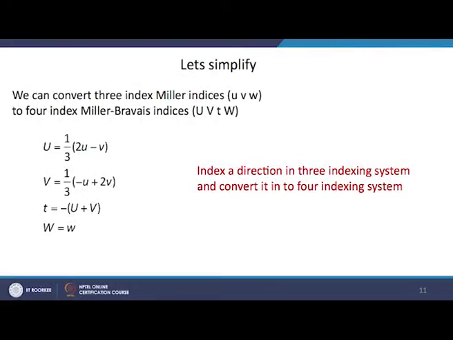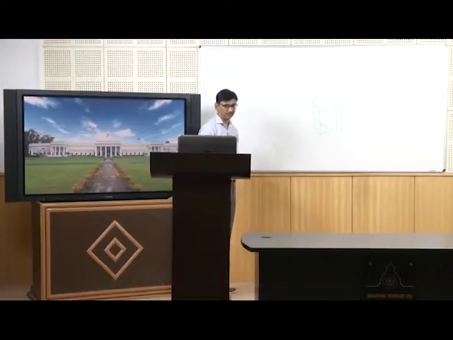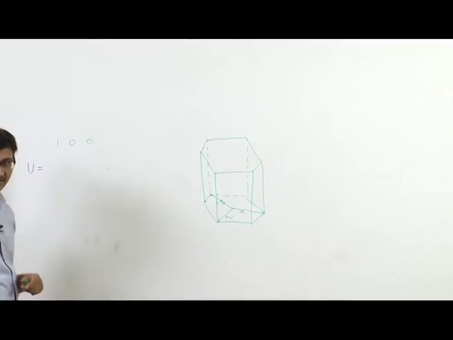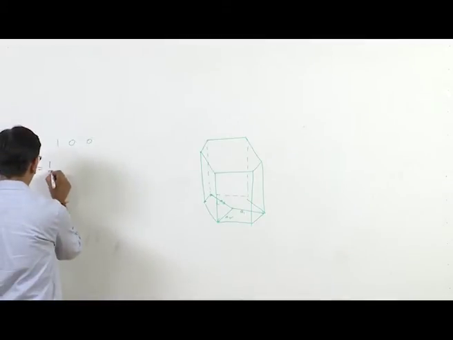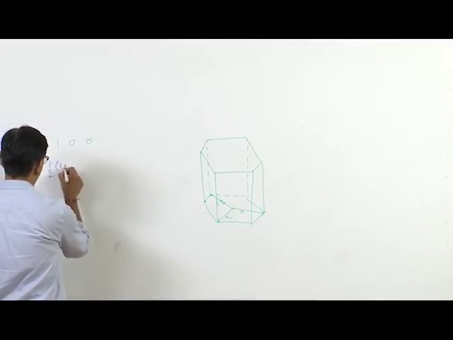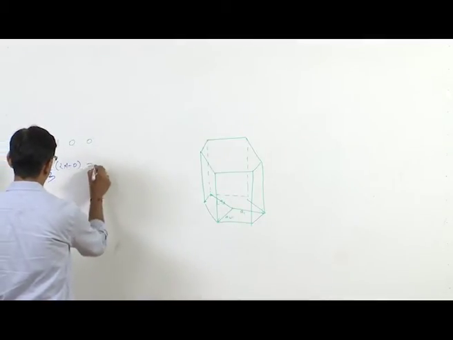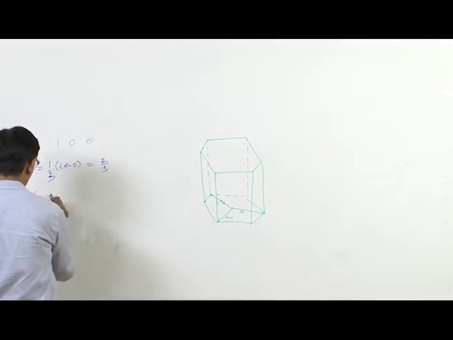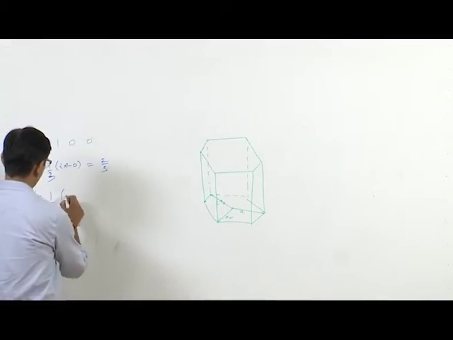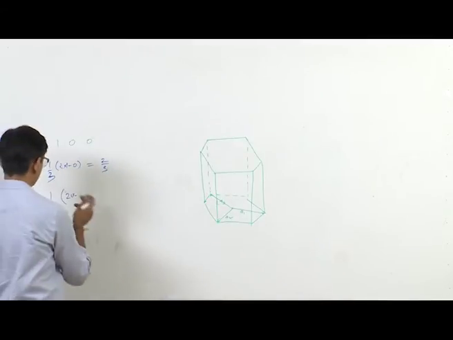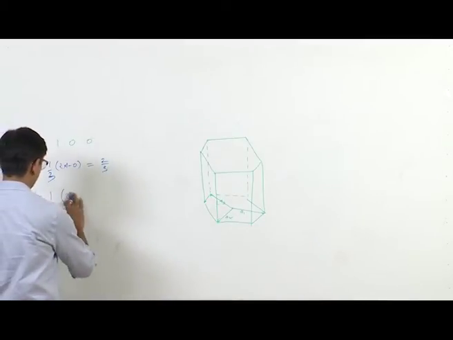Okay. Now, let us use this conversion which is given here to find out what will be in the 4 indexing system. So, u will be equal to 1 by 3 times (2u minus v). So, 1 by 3 times (2 into 1 minus 0). This is equal to 2 by 3. v will be equal to 1 by 3 times (2v minus u) as given there, or I can write it as minus u plus 2v, whatever.